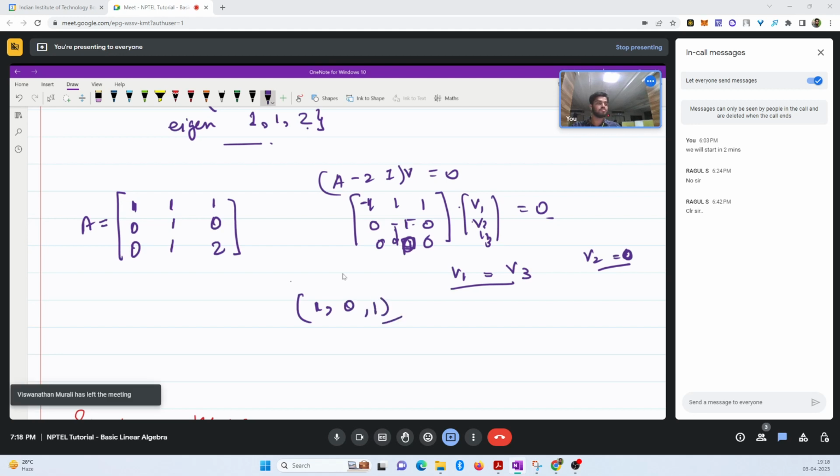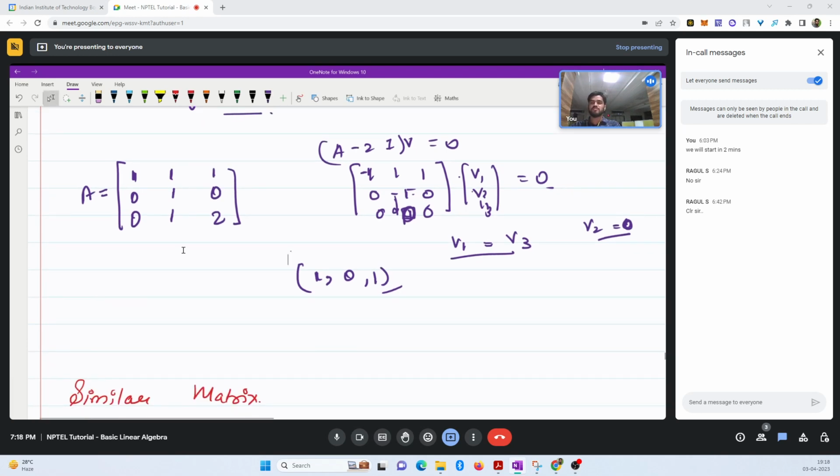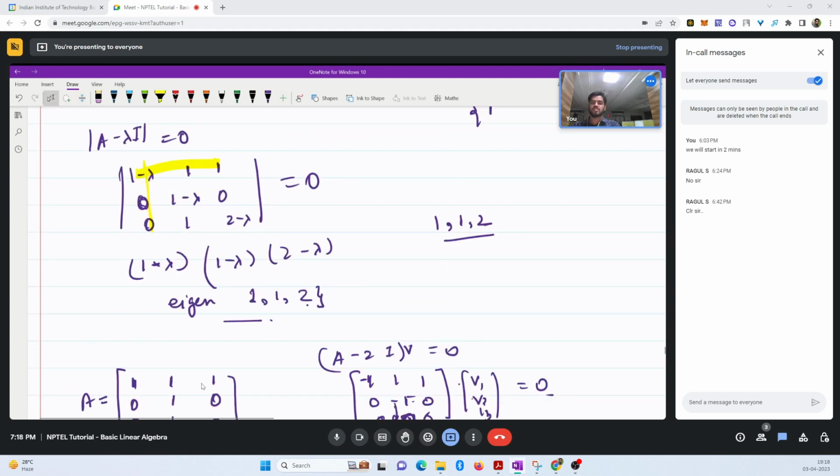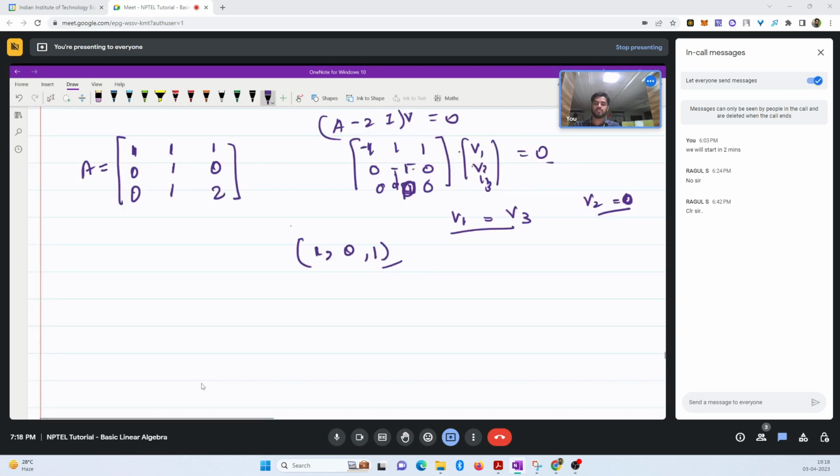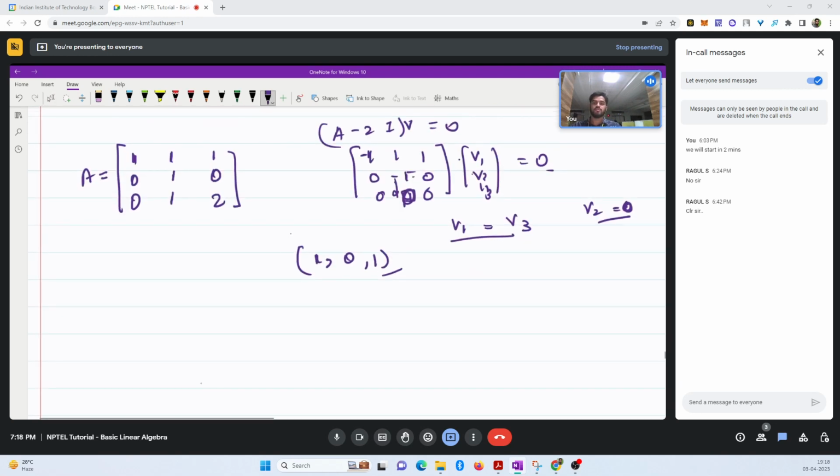So we'll have 1 0 1. Now the case is for when we have eigenvalue as lambda is equal to 1. Let's see what happens then.